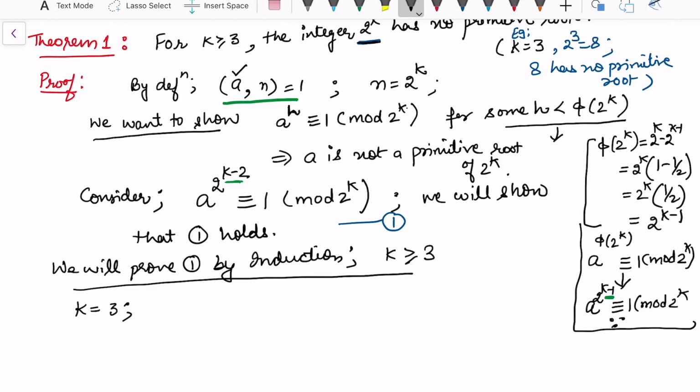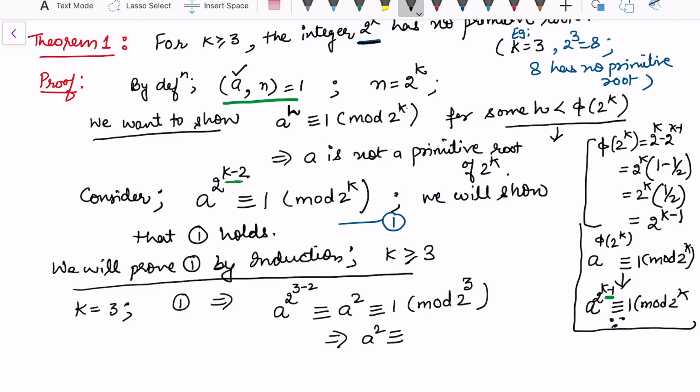If k is equal to 3, then 1 implies I have a to the power 2 to the power k minus 2, with k equal to 3, so this is 3 minus 2. This is the same as a square, which is congruent to 1 modulo 2 to the power 3. So this implies my congruence is a square congruent to 1 modulo 8.